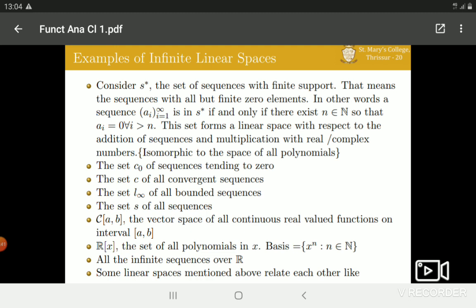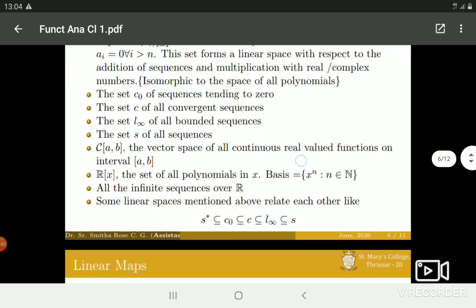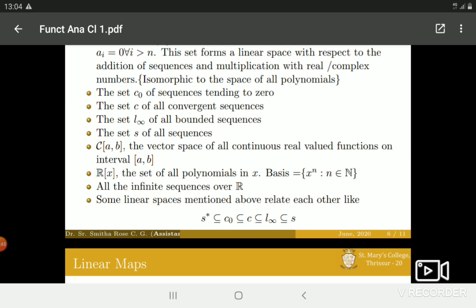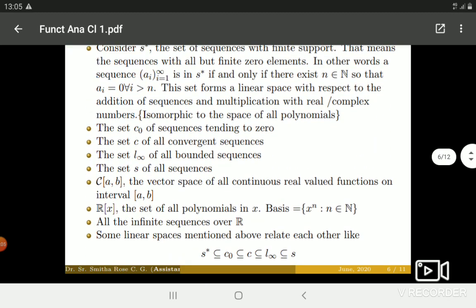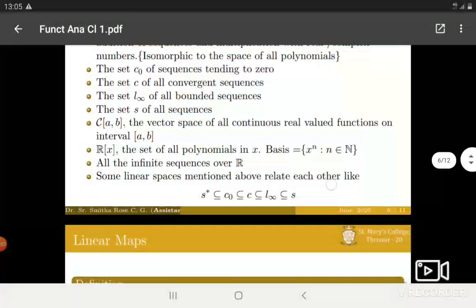Now we were mentioning S star, c naught, c, l infinity and S, so we can relate those linear spaces. Something is contained in another like this. So S star is contained in c naught, which is again contained in c, and c is contained in l infinity, and l infinity is a subset of S. These all things we know from our previous knowledge in real analysis.